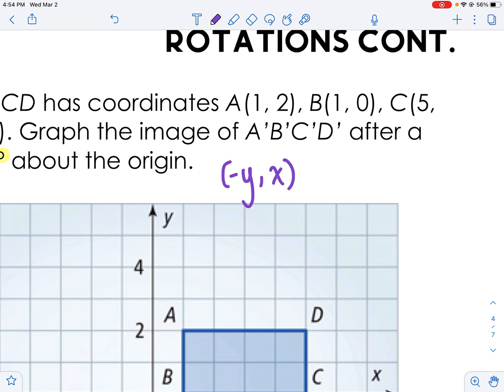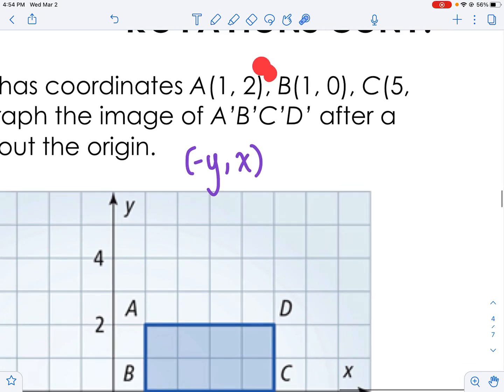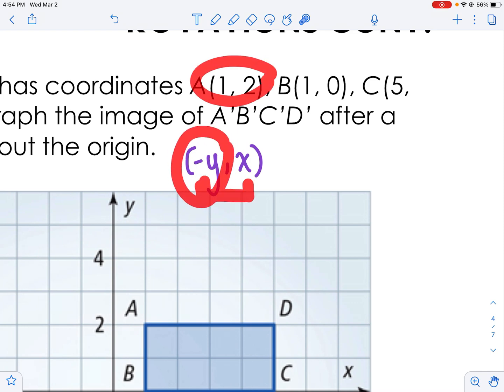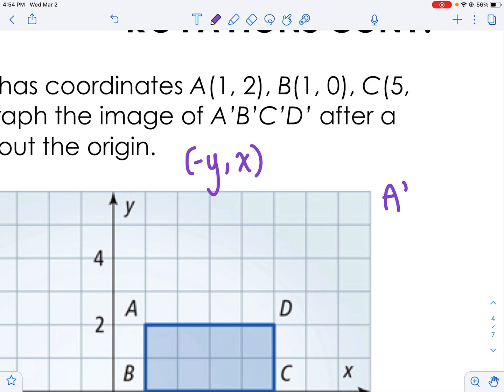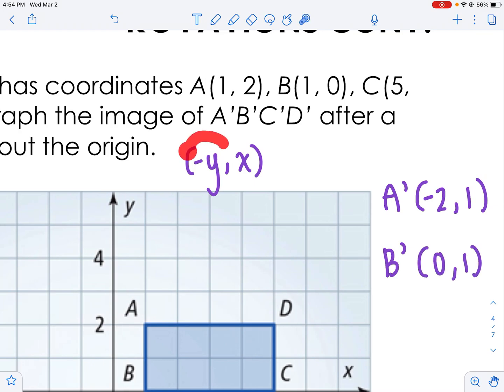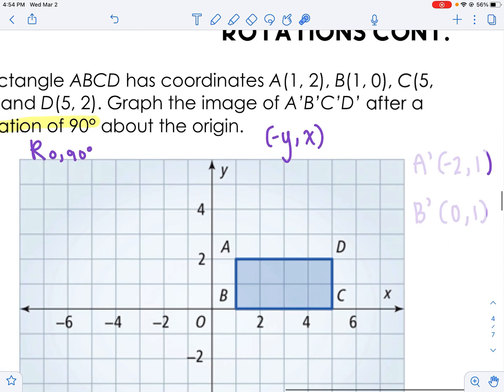And the easiest way to do this is to just write out our points and then graph them. So if A is at 1, 2, I'm going to flip those coordinates and make the first one negative. So A prime wouldn't be at 1, 2, it should be at 2, 1. I'm going to flip them, but then make the first one negative. So negative 2, 1. B prime wouldn't be at 1, 0. I'm going to flip them, so it'd be at 0, 1. And then make the first one negative. Well, you can't really make a 0 negative, so it stays.